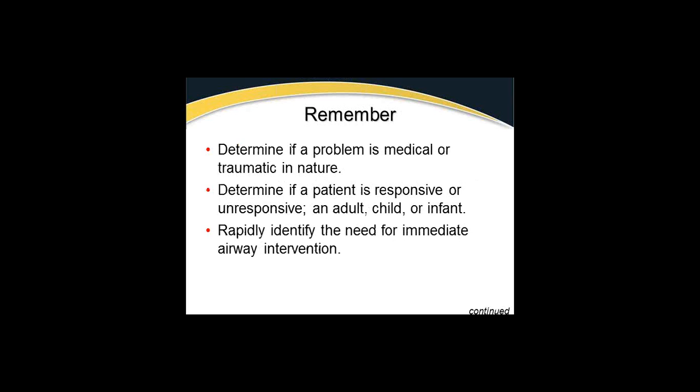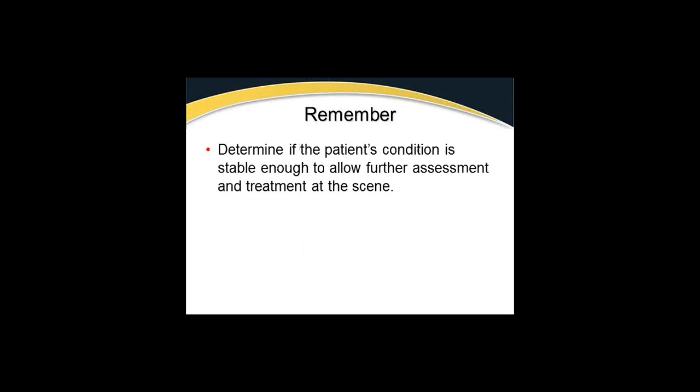Determine if that patient's problem is medical or traumatic. Determine if they're responsive or unresponsive, an adult, a child, or an infant. And then rapidly identify the need for immediate airway interventions, whether that is manual things, adjuncts, suction, oxygen, bag valve mask. Determine if the patient's condition is stable enough to allow for further assessment and treatment on scene. Remember, most patients do not immediately need to be whisked off to the hospital. We have a few minutes.